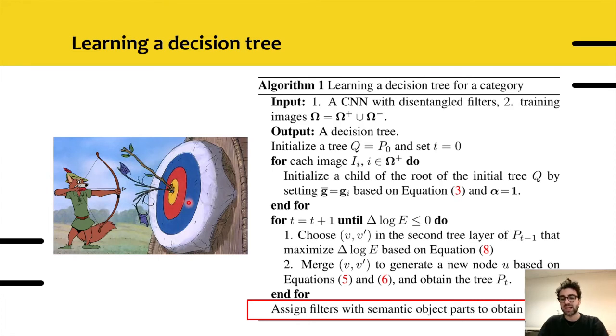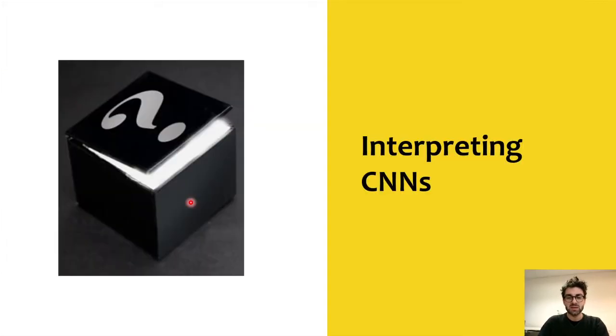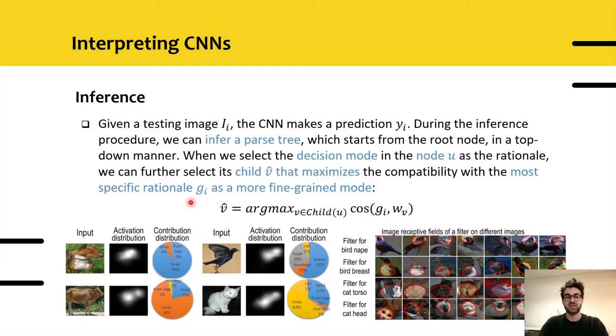That is a method that assigns filters to a semantic object. We will see this better later. So now we have to interpret the CNNs, and in fact we are in the inference phase. We can infer a parse tree, which starts from the decision root node, and we select the decision mode in node U as the rationale. So we can further select its child V hat that maximizes the compatibility with the most specific rationale g_i. What does this mean? This means that once we choose a node U, we select the best child V that maximizes the cosine similarity between g_i and the weight of the decision mode of the node V.